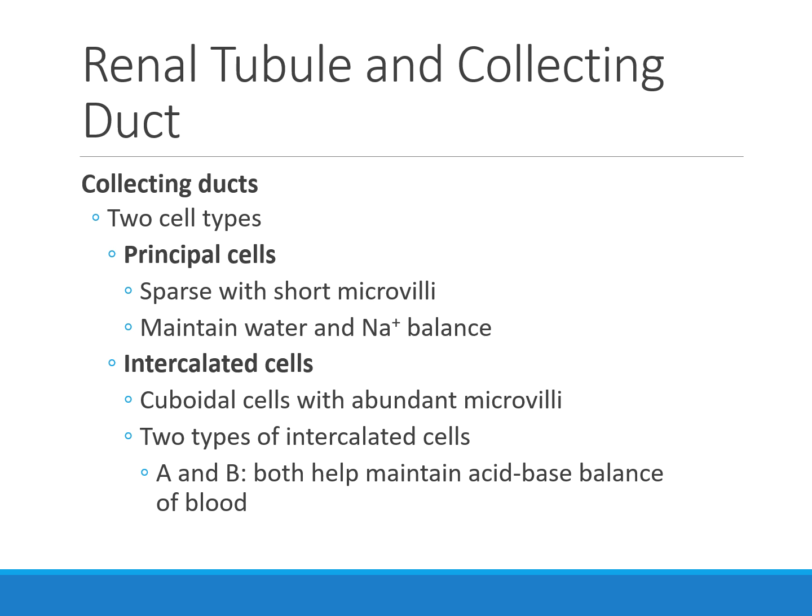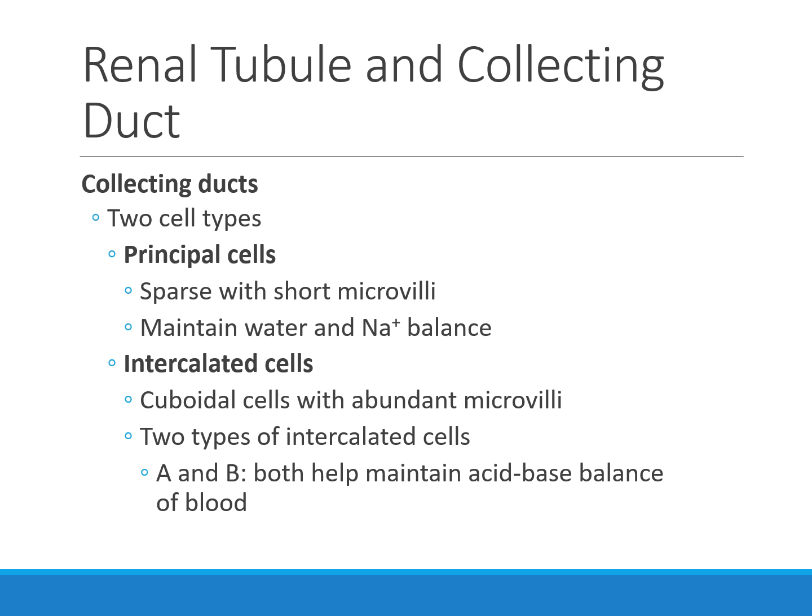The collecting ducts. So remember, those are the tubes that are taking the newly formed urine off of the nephrons and taking it to the inner part of the kidney so it can be disposed of. So in the collecting ducts, there are two types of cells that we find. One is called a principal cell. There's not a whole lot of these, and they have very short microvilli. And these are all about water and salt balance. And so we'll be talking about those in the next chapter.